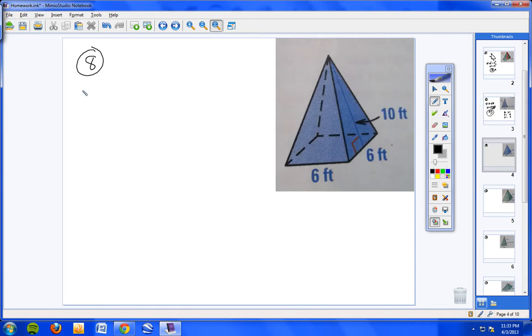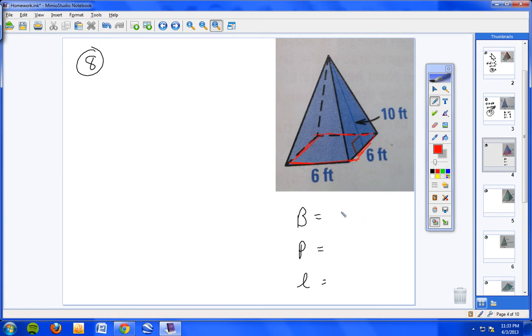Number 8 says find the surface area. So we know we're going to have to find the area of the base, the perimeter of the base, and the slant height. Well, look, they've already given us the area of the base. Actually, they haven't. I'm sorry, I'm wrong. The base is a square. I'm going to quickly highlight it in red. There's the base. It's a square.